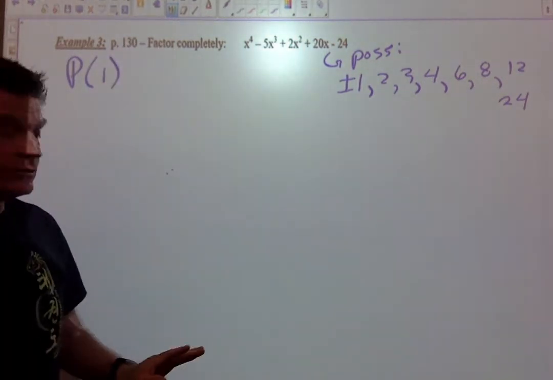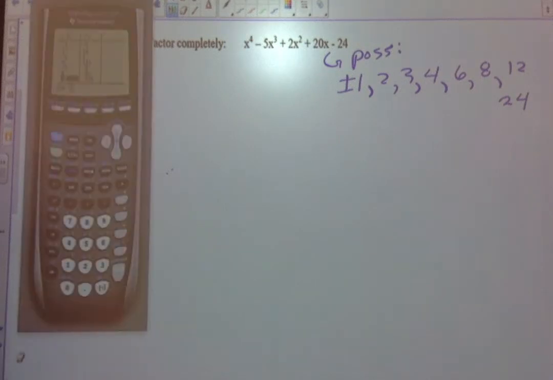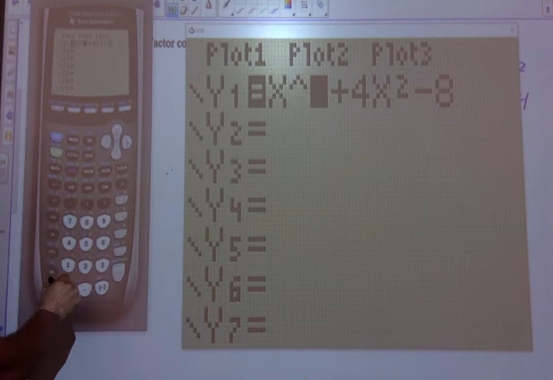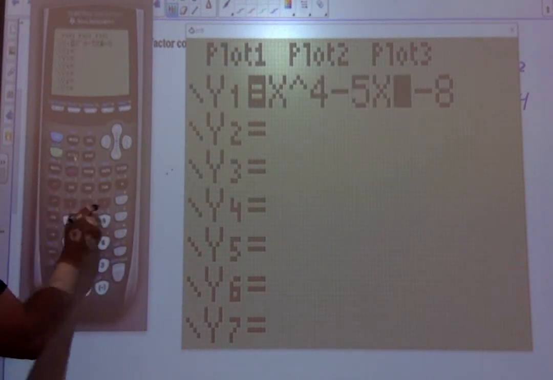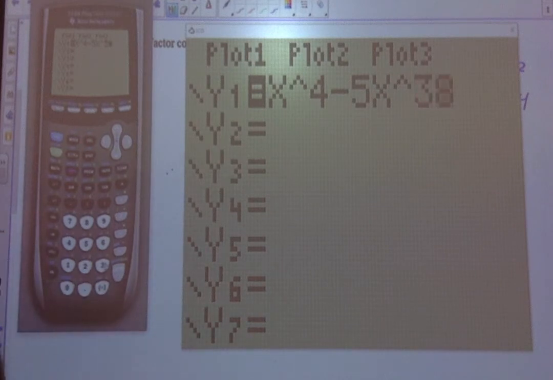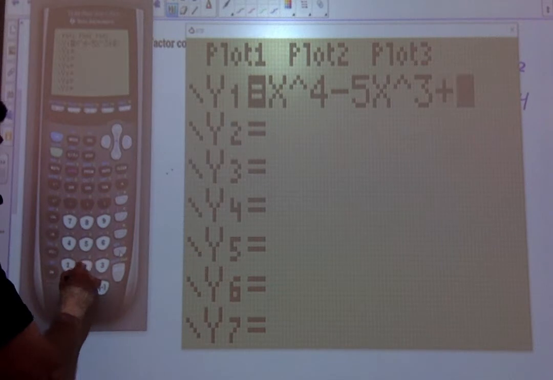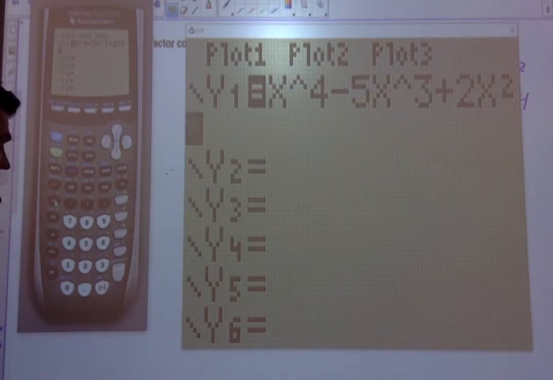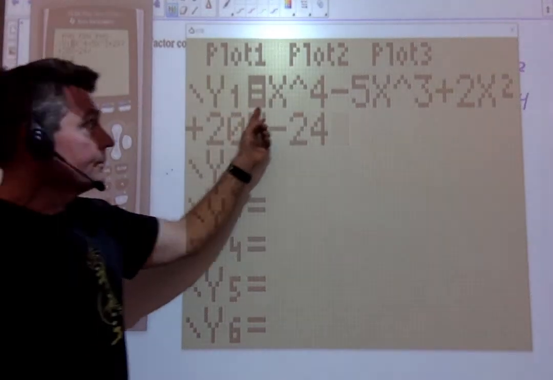P of 1. I'm not doing this by hand, remember? Let's do it on the calculator. So x to the 4 minus 5x cubed. X to the power of 4. Subtract 5x to the power of 3. Okay, then what is it? And then it's plus 2x squared. Where are we? Plus 20x and minus 24. Plus 20x, subtract off 24.